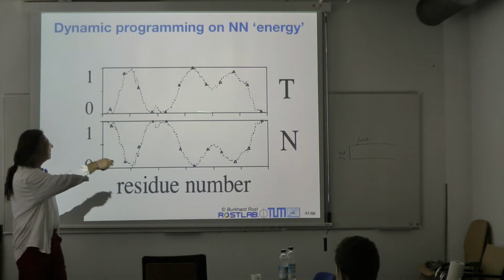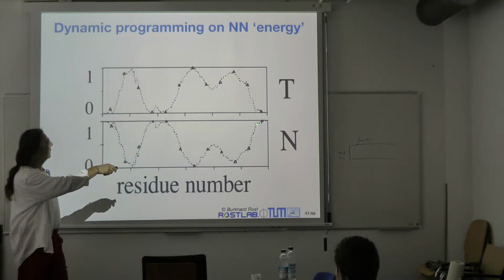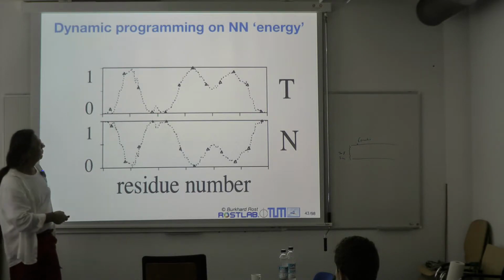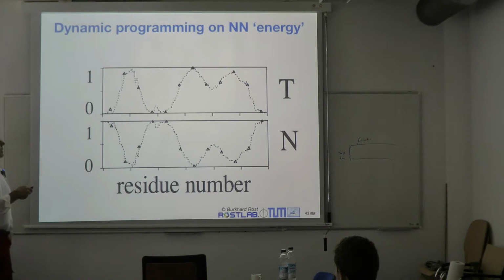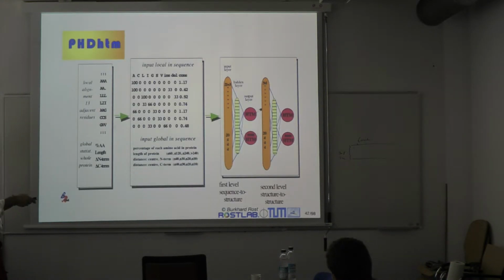What I show again here is the sequence, so residue 0 to 400. No, it's 300 here: 100, 200, 300. And this is essentially the output from this unit.